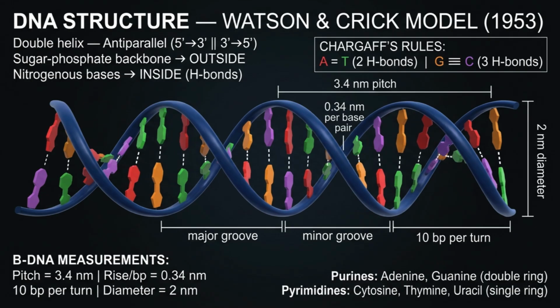For measurements, the pitch is 3.4 nanometers, the rise per base pair is 0.34 nanometers, and there are exactly 10 base pairs per turn. Purines, adenine and guanine, have double ring structures. Pyrimidines, cytosine, thymine, and uracil, single ring. These numbers appear in NEET almost every year.